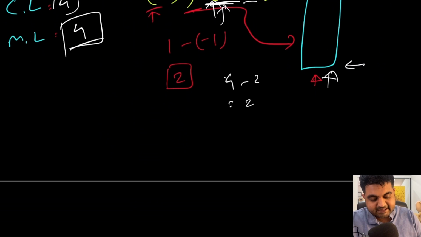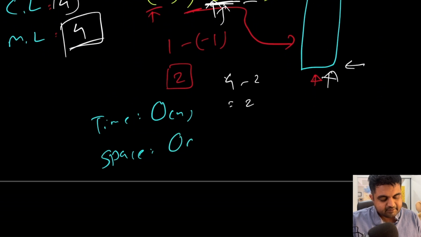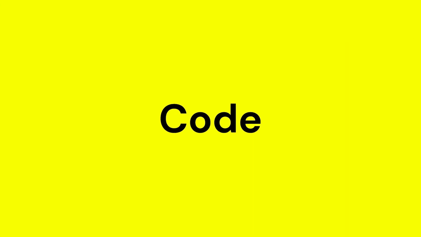And by the way, if we see time complexity in this case, the time complexity is going to be simply big O of n, because we are simply iterating the given input array just once. If we see space complexity, because we are using an extra stack, it is also going to be big O of n.